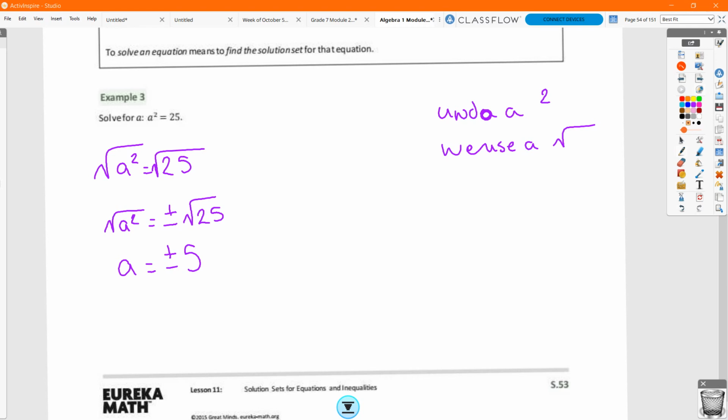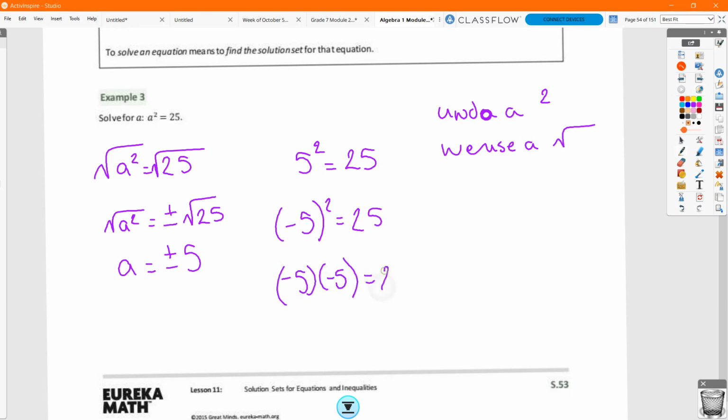The reason we do the plus or minus is because when you are working with a square, there are two very well-known values that can suffice to give you 25. That is a positive 5 and a negative 5. Think about it. Let me substitute in and show you. 5 squared equals 25. That's true. A negative 5 squared equals 25. Can that be true? Negative 5 times a negative 5 is a positive 25. That is a true statement.